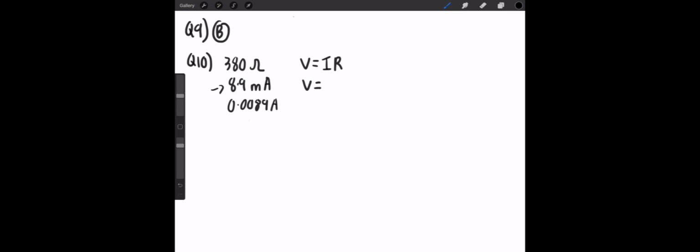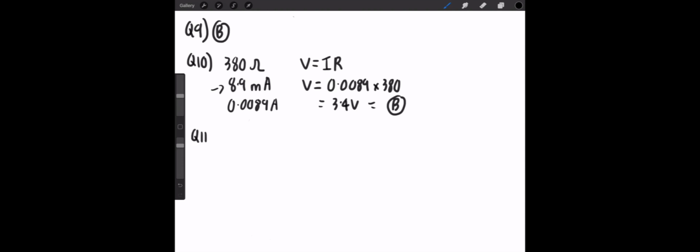So voltage equals the current, which I'm putting in standard units, 0.0089 multiplied by 380. And that should give us about 3.4, I think. Yeah, so 3.4 volts. That is answer B, I believe. Yeah.